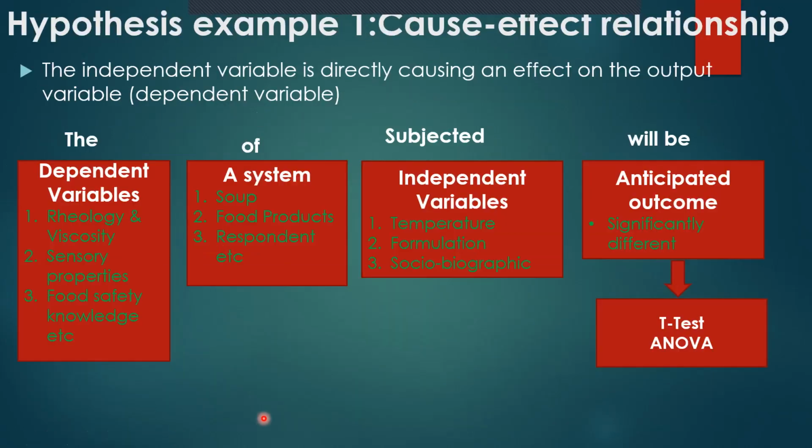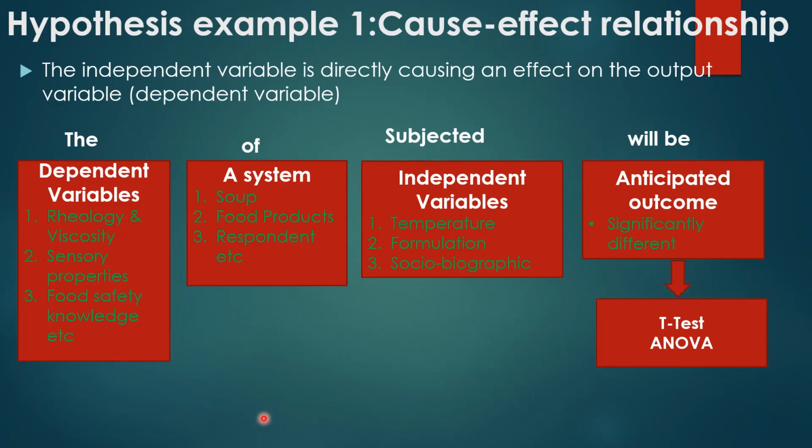Okay, now we look at hypothesis. We said a hypothesis is a statement that makes an affirmation on the anticipated outcome of the relationship that we are investigating. For instance, if we are investigating a cause-effect relationship, an example would be salt quantities and volume of loaf. So salt quantity is directly affecting the volume of banana loaf bread.